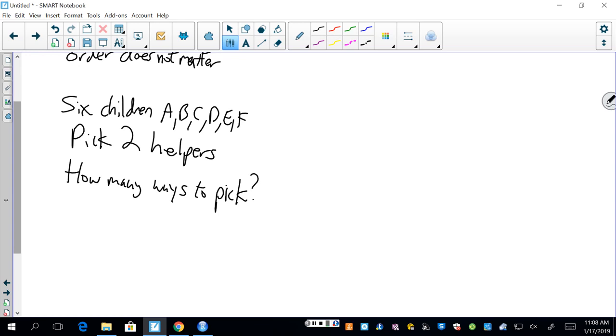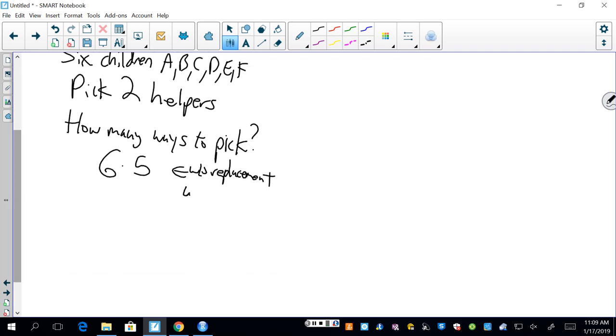But if you're going to pick the 2 people and not let them repeat, then there's 6 times 5, without replacement. But you could pick person D and then person E. You could also pick person E and person D, right? We don't really care which, if we're just saying here's our 2 people, we don't care which was first and which is second. They both are going to do the job. So this is counting with order.